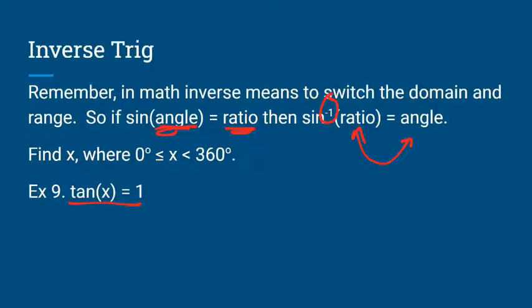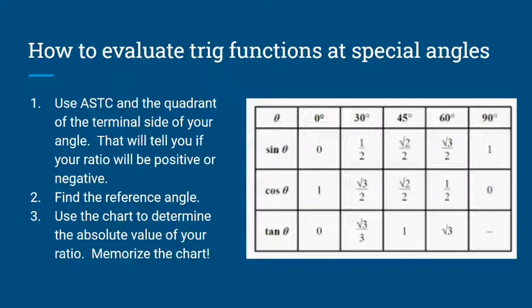Alright, so let's find x given the tangent of x is equal to 1. Now, if you had this table memorized, then you could say it's 45 degrees or pi over 4. But there's actually more than one answer, and let's look at why. And let's use the calculator and see what the calculator says first.